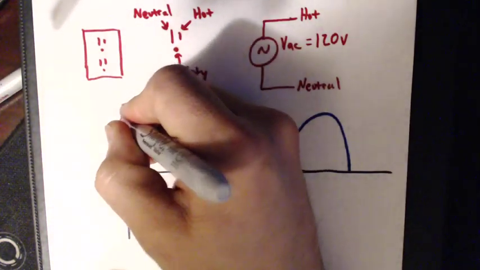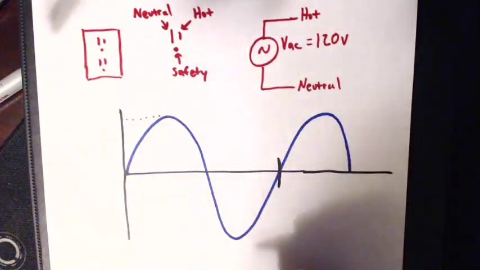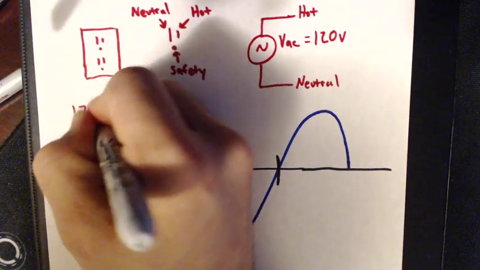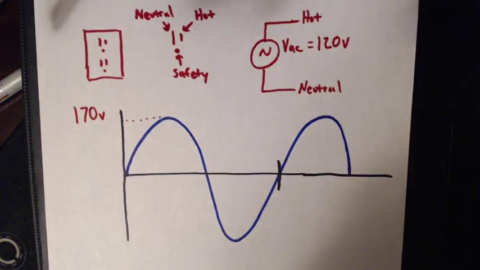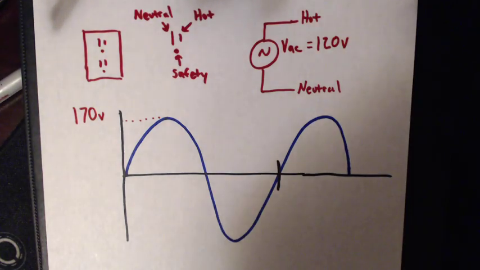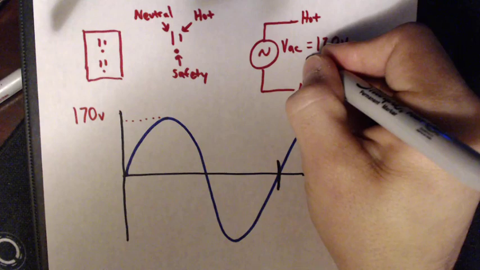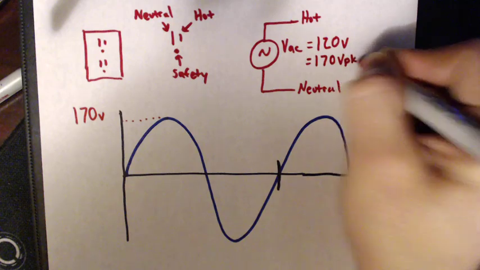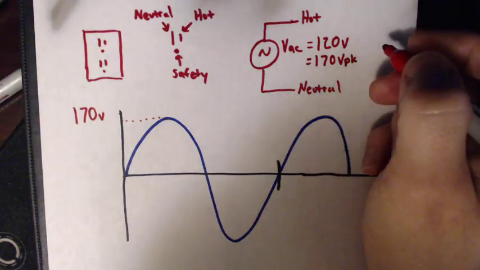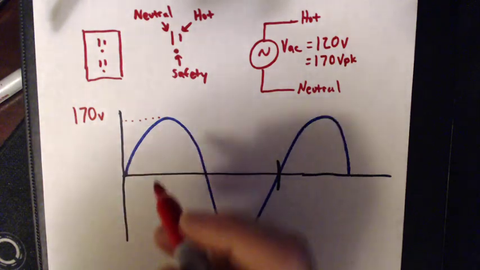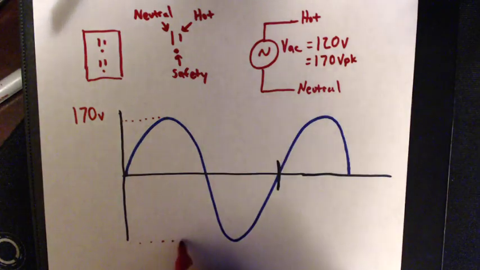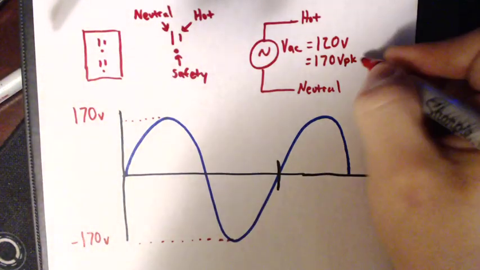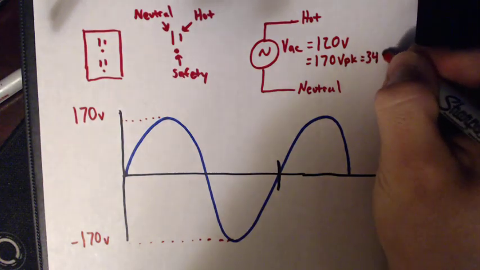So I'm going to go ahead and just give you what this answer is. Turns out the peak voltage is 170 volts. That's what comes out of your outlet. 170 volts peak. Okay, what's that in peak to peak voltage? Well, obviously it goes up to 170 volts, so it also goes down to minus 170 volts. So our peak to peak voltage is 340.